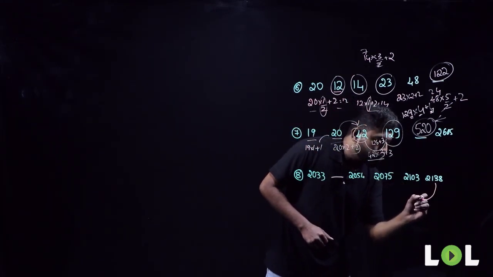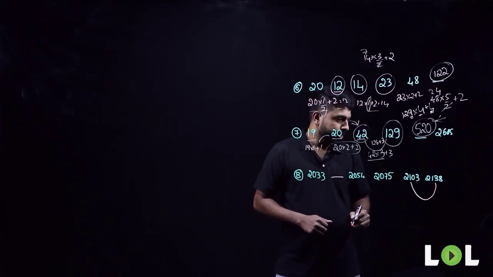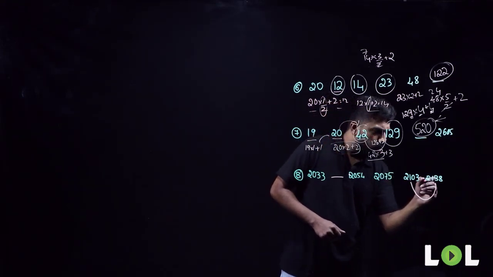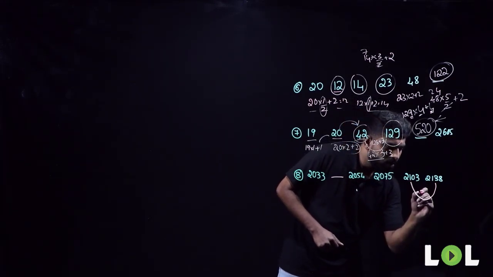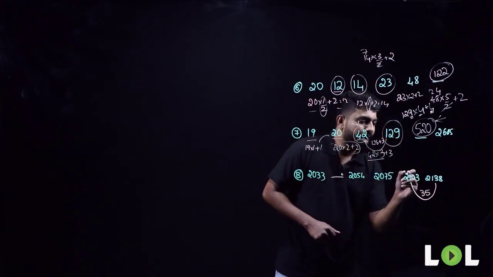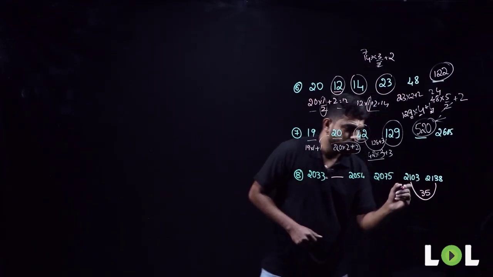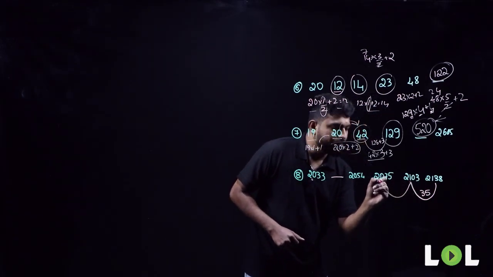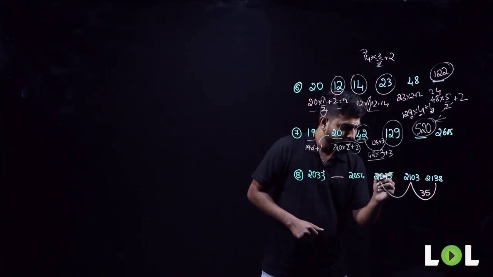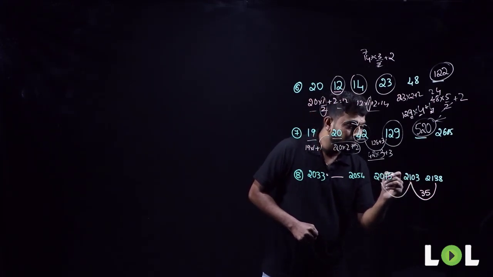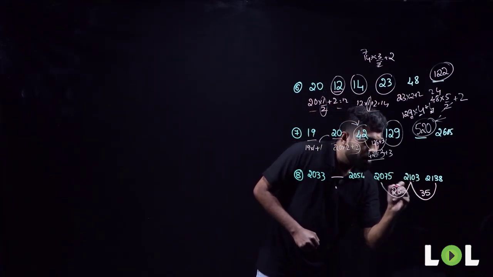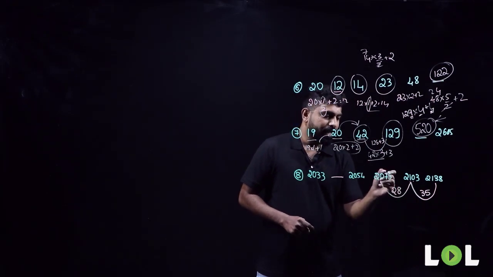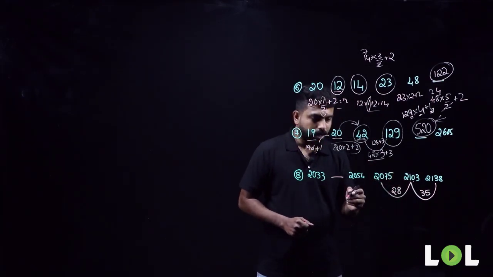So here, 2138 and 2103. Let me take the difference. 38 and 3, the difference is 35. Yes, if you add 35 to 2103, I get 2138. Again here, 75 plus 25 gives me 2100, and 2100 plus 3 gives me 2103. So the term here is 28. If I add 28 to 2075, I get 2103.